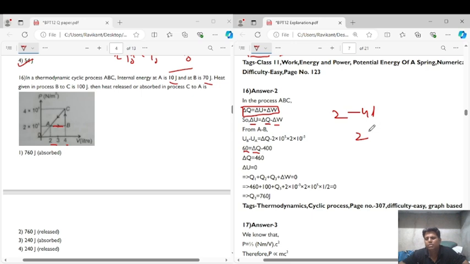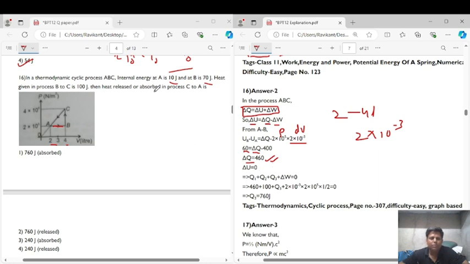Converting liters into meter cube, it will be 2 × 10⁻³ m³. So we put the value here as 2 × 10⁻³ m³. This is dV, the change in volume, and this is P. Solving this, we get 60 = delta Q − 400. So delta Q is equal to 460.